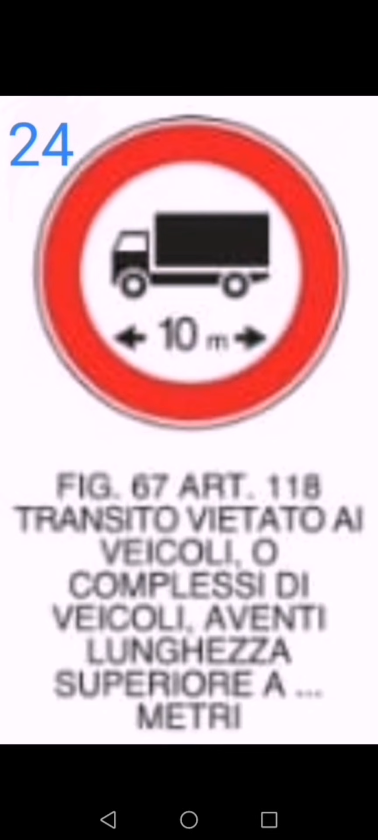Transito vietato ai veicoli o complessi di veicoli aventi lunghezza superiore a 10 metri. This one is talking about the length of your vehicle from the front to the back. If the length of your vehicle is more than 10 meters, you cannot use the road. Also note one thing here. In this case, it is talking about any kind of vehicle. So don't be confused because they use the same image as the other sign. It might look very confusing.